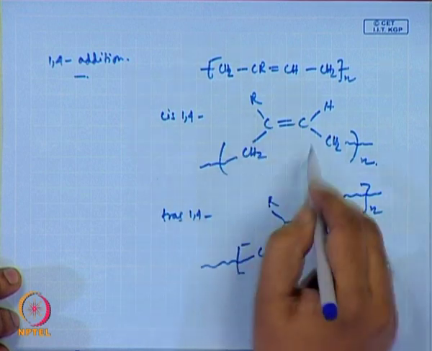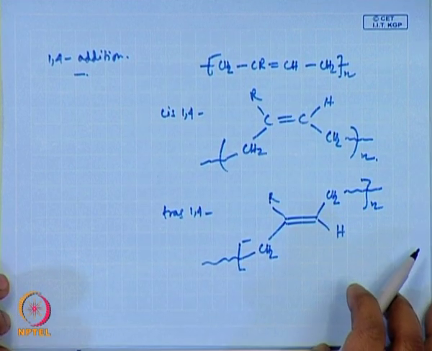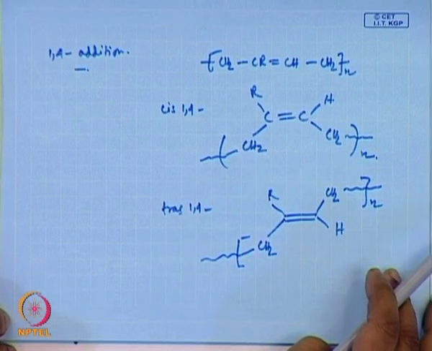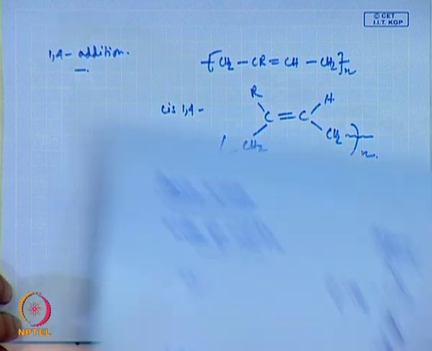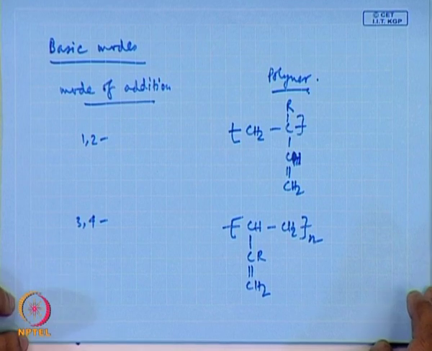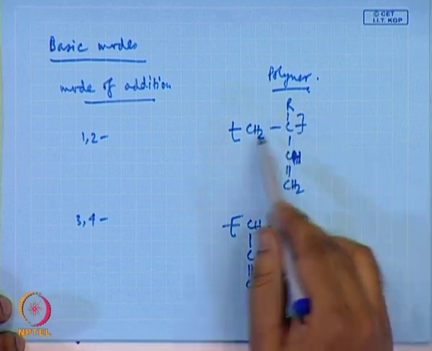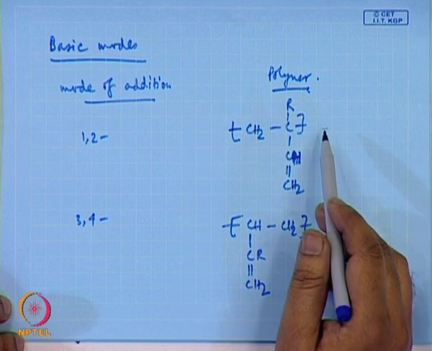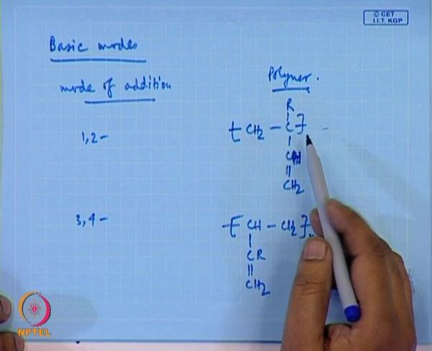This is a cis 1,4 addition, this is a trans 1,4 addition. Now, in the case of 1,2 and 3,4 addition, each polymer chain can also have 3 possible tacticities.